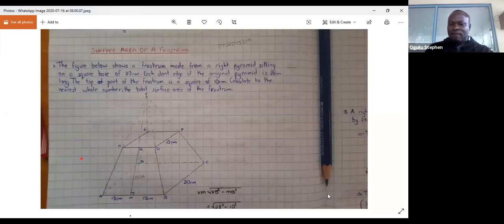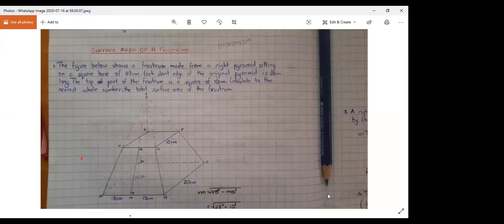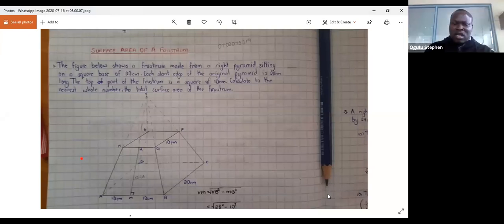Yes, Mwenda. Any emergency? Now is the frustum open, or like calculating the surface area? Are we supposed to also add the top and the bottom parts? Because the question doesn't say. You remember it's a frustum made from a right pyramid, so we don't know the nature of the pyramid that it was. So even if you add, there's no problem. Thank you. Sawa.